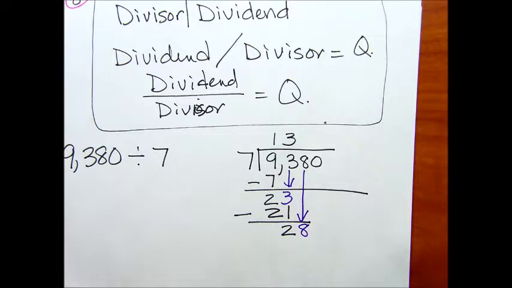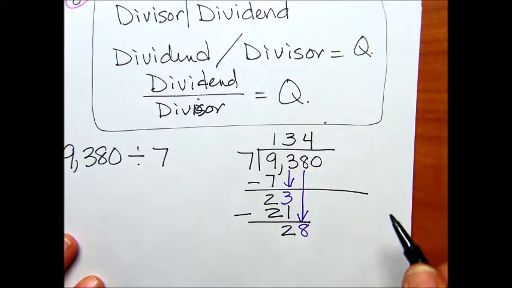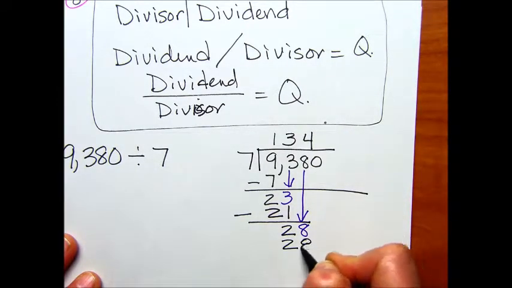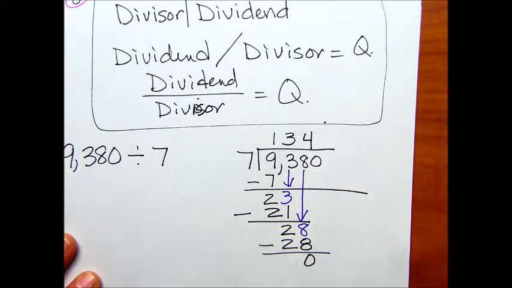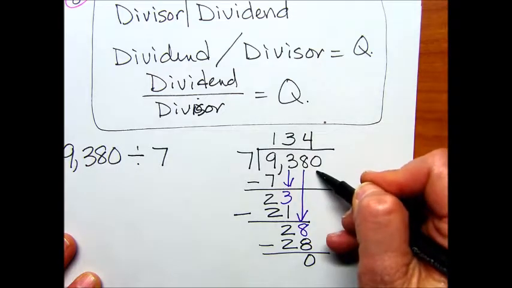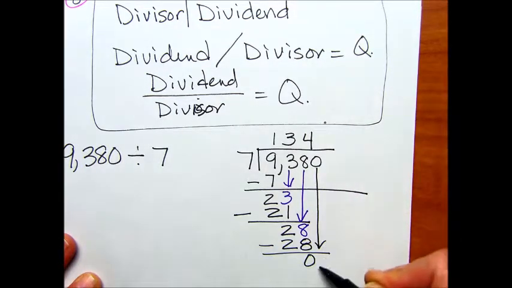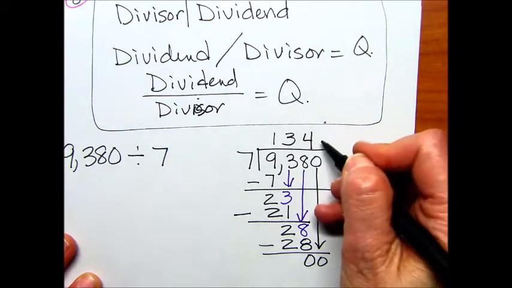Okay, so how many times does 7 go into 28? It goes in 4 times. In fact, 7 times 4 is 28. And so when I find the difference, I get 0. But notice here, I still have another number, okay? And if I were to bring that down, I'd have 0. 7 goes into 0 0 times.